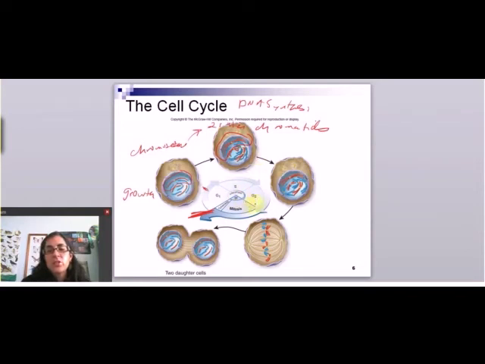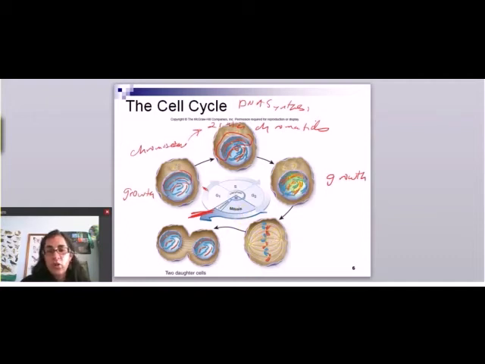Then the cell will go into G2, or what's called the second gap. And again, this is a period of growth. The cell will be making proteins, getting bigger. If all goes well during that stage of the cycle, it will continue into the M phase. This is where the genetic material will actually get divided.